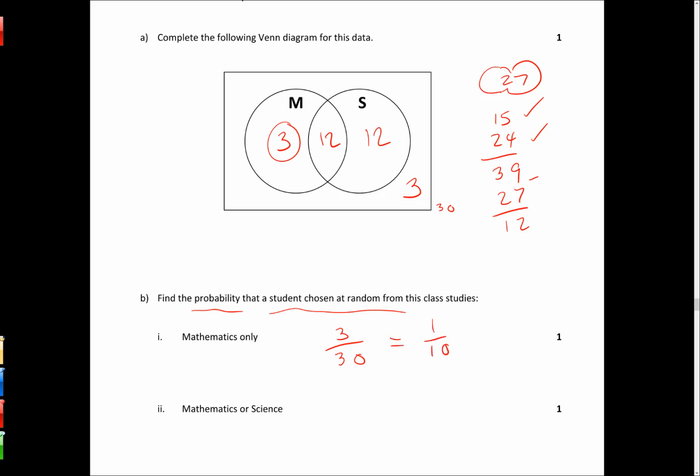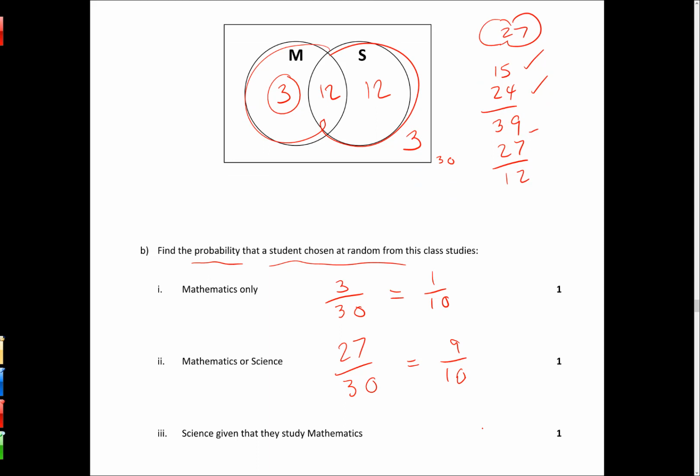Mathematics or science, well, remember we use that inclusive or. We say mathematics or science means one or the other or both. It's all of this. All of these people study maths or science, which is everyone but 3. It's 27. Or just add those up, but it's 27 out of 30. We can call it 9/10 if we want. Do as you feel.